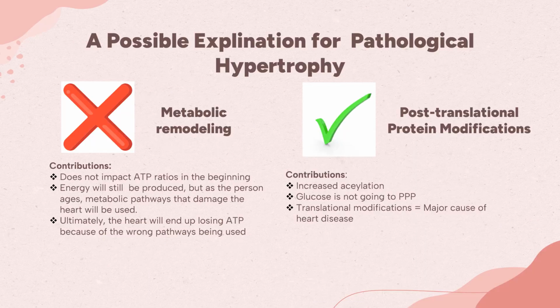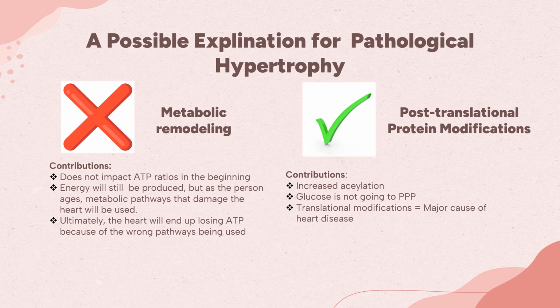There was a need for a reason behind this disease. So many thought at the beginning that it was just metabolic remodeling, so essentially meaning that different processes were going to be used, and that is why. But that is not why. ATP is still going to be generated. The body is still going to figure out a way to survive.